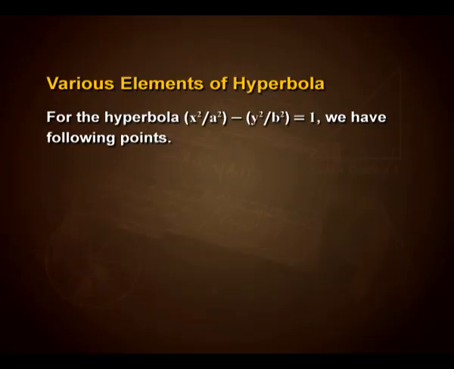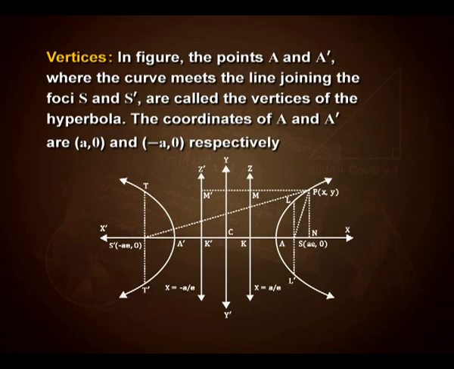Now, let us look into some various elements of the hyperbola. For the hyperbola x square upon a square minus y square upon b square is equal to 1, we have the following points. Vertices. In the figure, the points A and A dash, where the curve meets the line joining the foci S and S dash, are called the vertices of the hyperbola. The coordinates of A and A dash are a comma 0 and minus a comma 0 respectively.